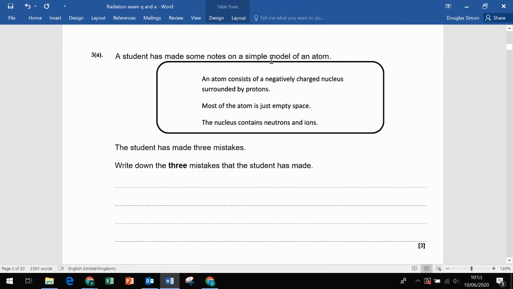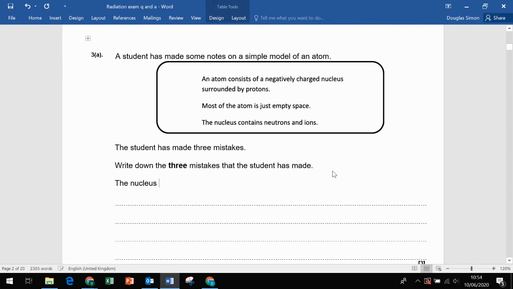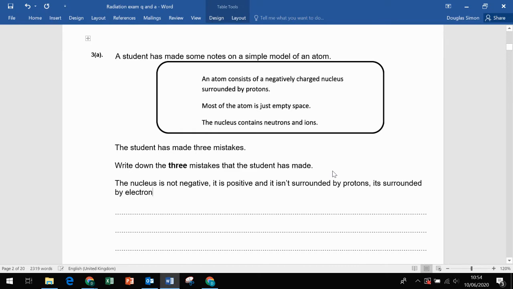3a. A student has made some notes on a simple model of an atom. An atom consists of a negatively charged nucleus surrounded by protons. Most of the atom is just empty space. The nucleus contains neutrons and ions. The student has 3 mistakes. What mistakes have they made? So the nucleus is not negative, it is positive, and it isn't surrounded by protons, it's surrounded by electrons.